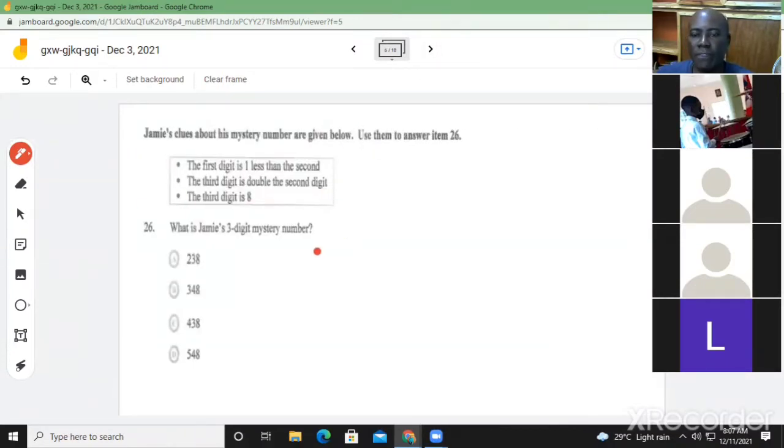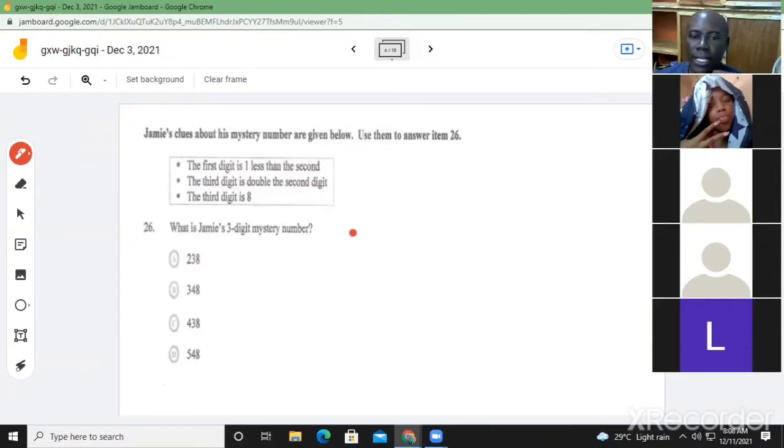Can somebody read that one for me, please? May I go? Go ahead. Jamie's clues about his mystery number are given below. Use them to answer item 26. All right. So we're going to read the clues now. The first digit is 1 less than the second digit. All right. So everybody see that clue? The first digit is 1 less than the second digit.